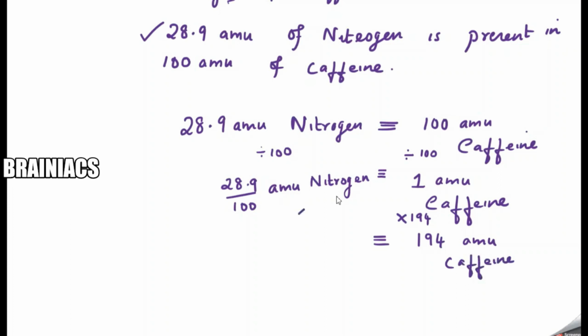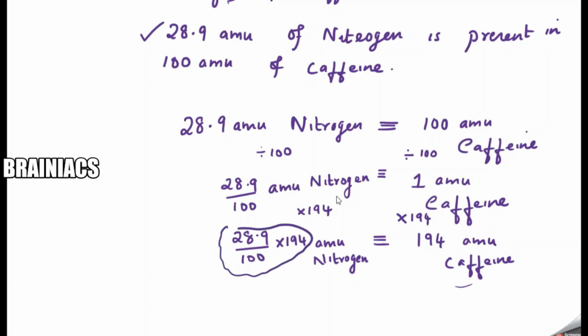And do the same thing on the LHS. So this will become 28.9 divided by 100 into 194 AMU of nitrogen. Okay. Now 194 AMU of caffeine, that is the molecular weight of caffeine, has how much mass of nitrogen? When you do this calculation, you will get an answer equal to 56. So this value will become 56 AMU.